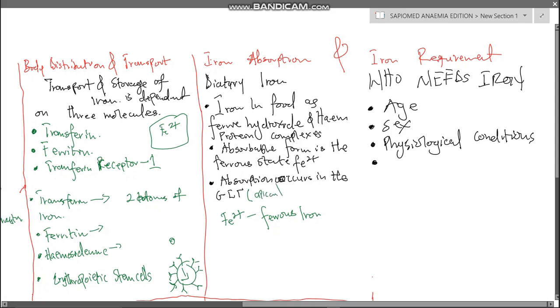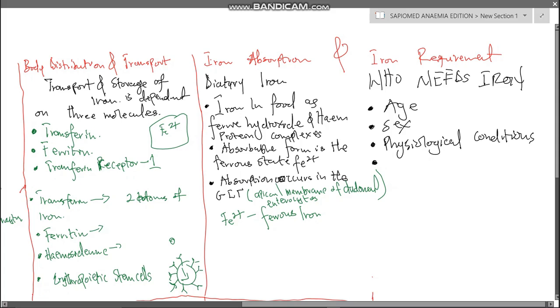So mostly in the duodenum. Mostly in the duodenum. And that is where the absorption occurs. So first of all, it has to be converted into the ferrous state. Mostly dietary iron is ferric hydroxide, and it has to be reduced to what? To anything that has the ferrous state in it, so that absorption will be made possible.